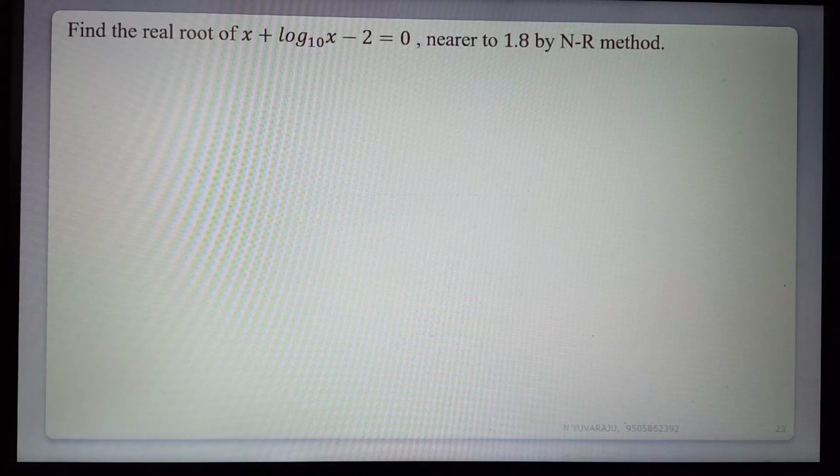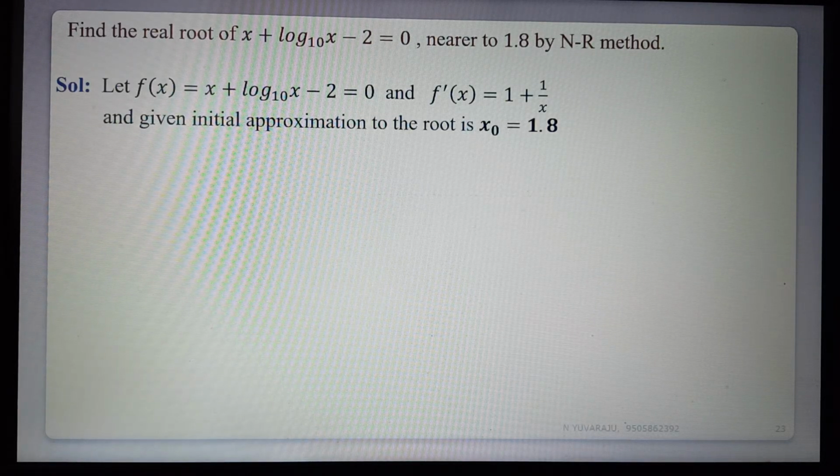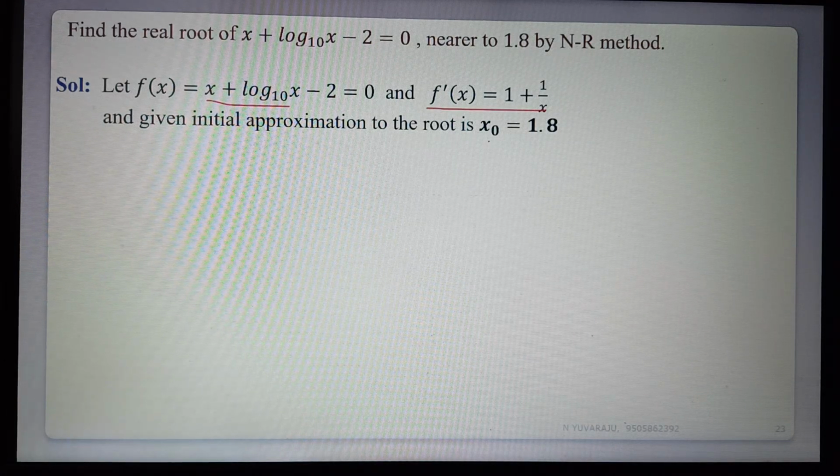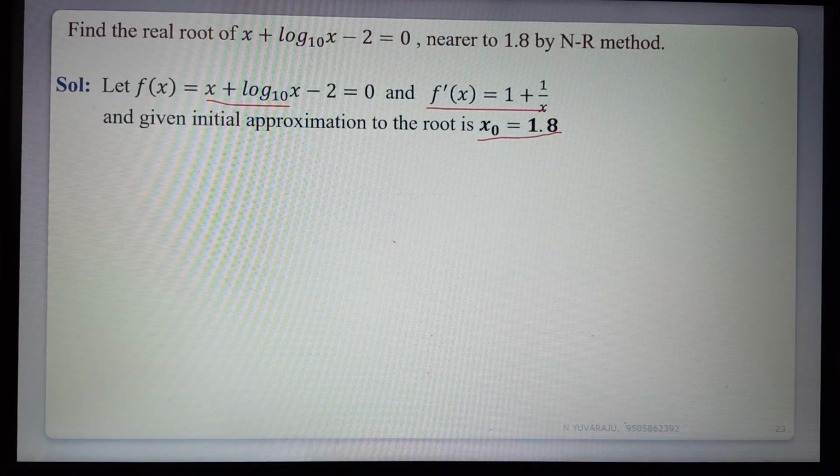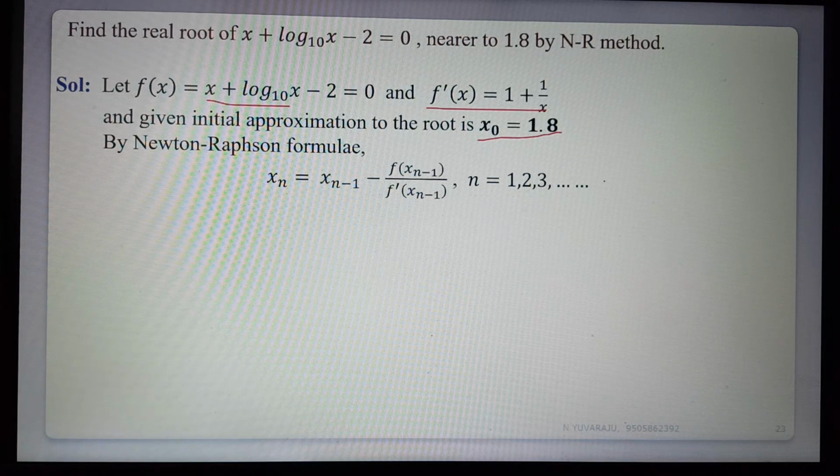Because here we do not need to find the interval, the initial value 1.8 is already given. So that is equal to the given f of x and f dash of x. The initial value is x naught is equal to 1.8. By the Newton-Raphson formula, xn is equal to xn minus 1 minus f of xn minus 1 by f dash of xn minus 1.